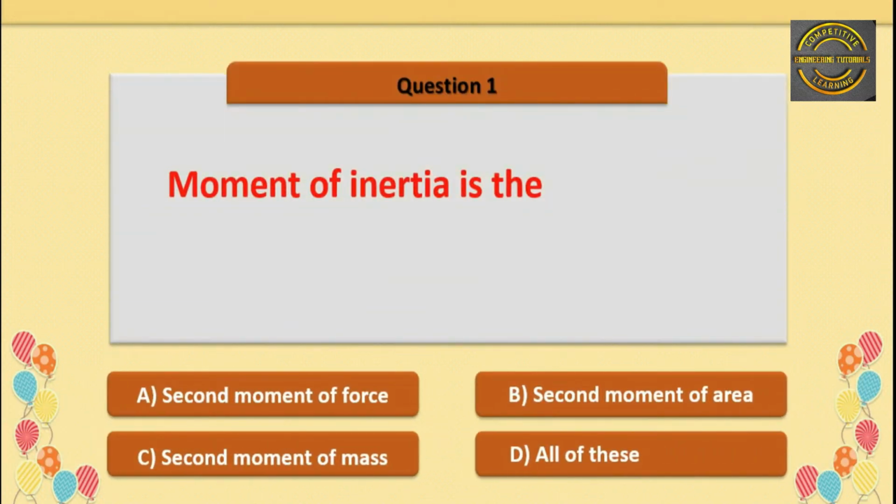Question number 1. Moment of inertia is the option A, second moment of force, option B, second moment of area, option C, second moment of mass, D, all of these. Option D is correct, all of these.